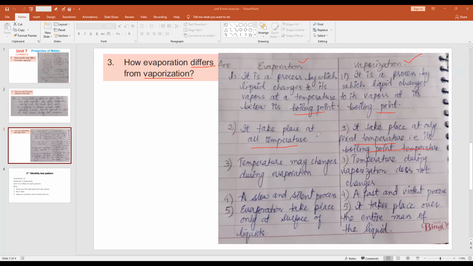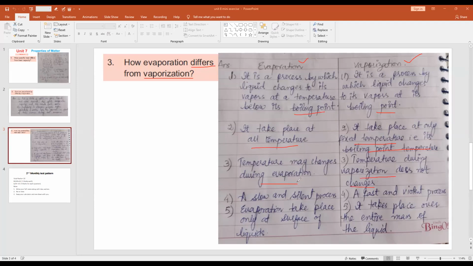Normally, evaporation can take place at any temperature, but vaporization has a specific temperature, and that is basically the boiling point of that substance, right? So this is also a big difference between them. The third point is that temperature may change during evaporation. Temperature during vaporization does not change.